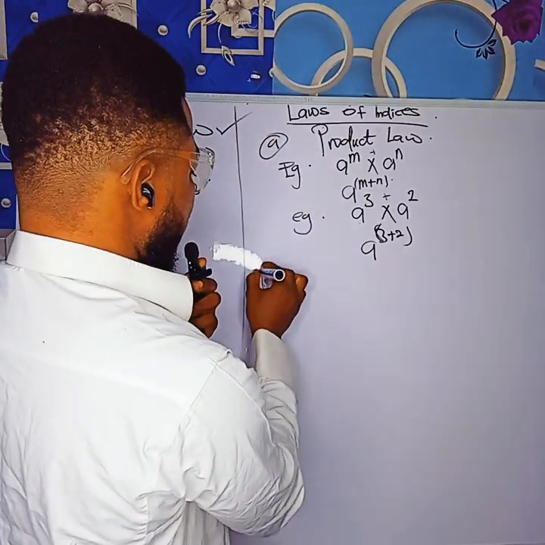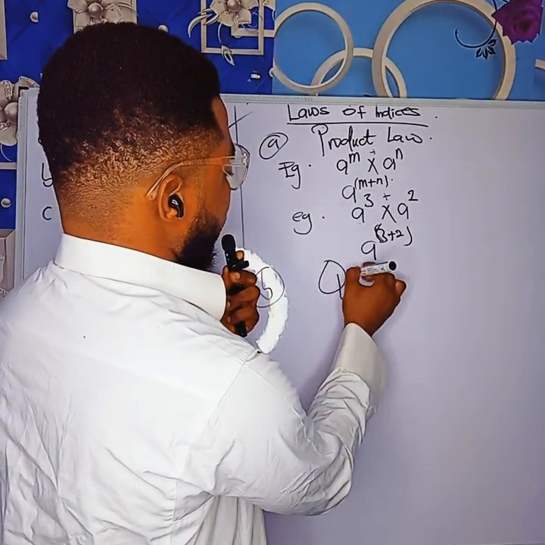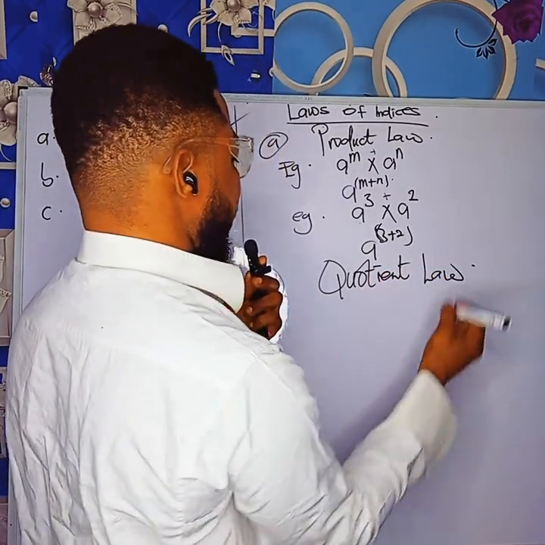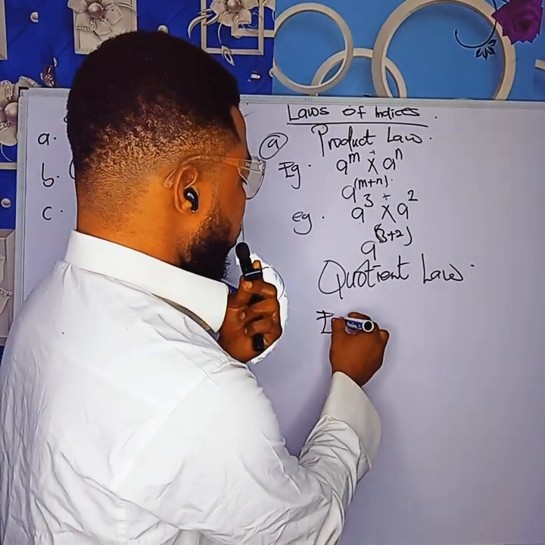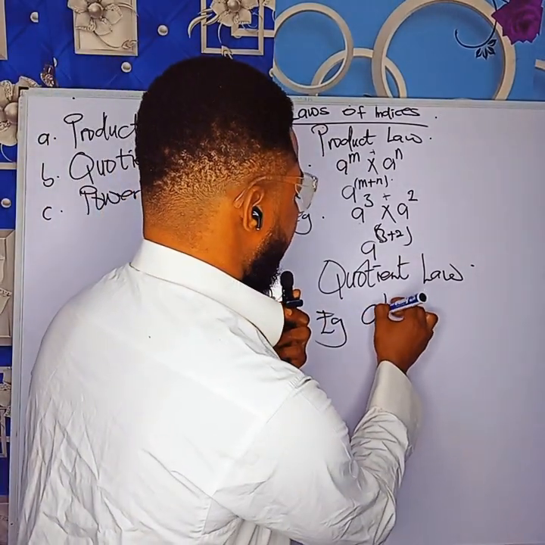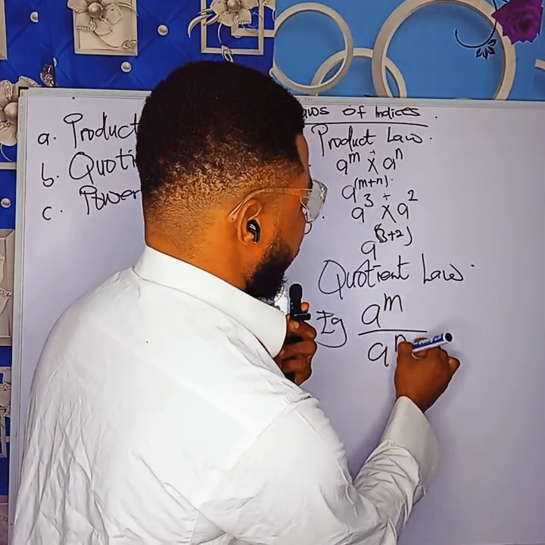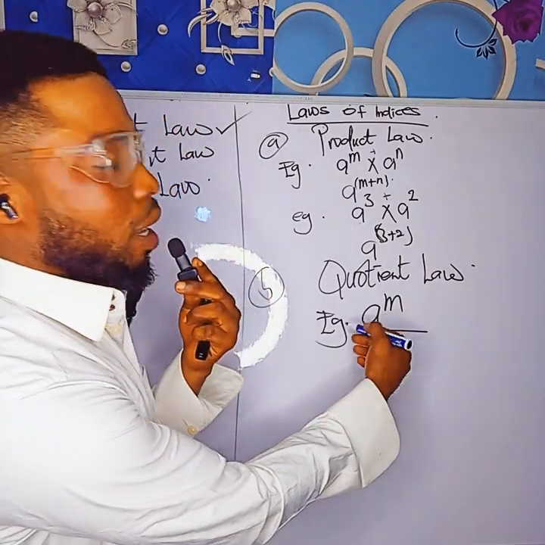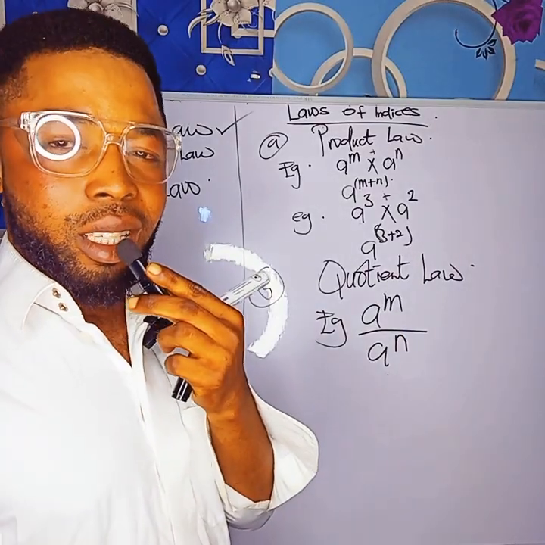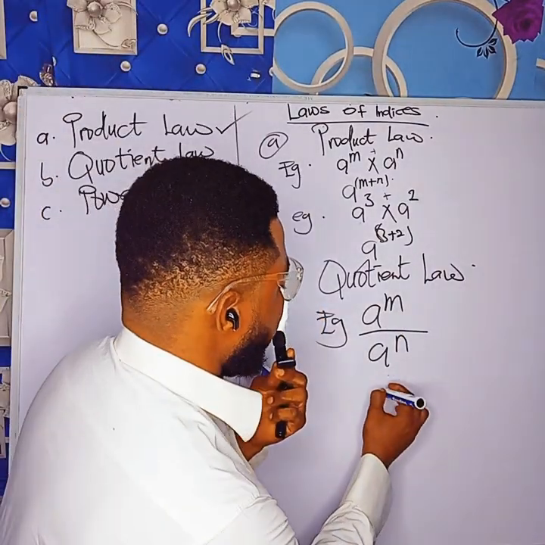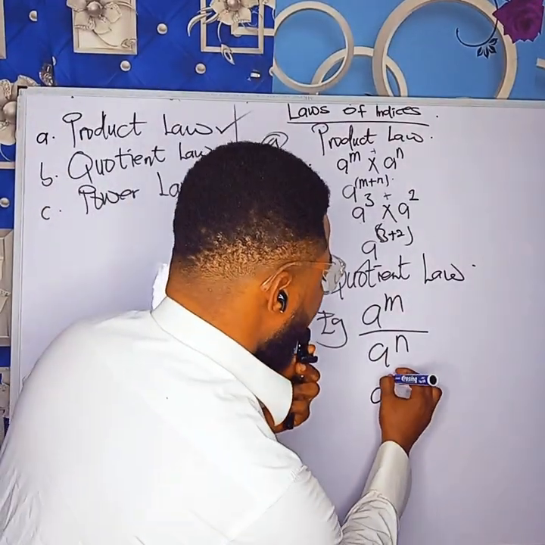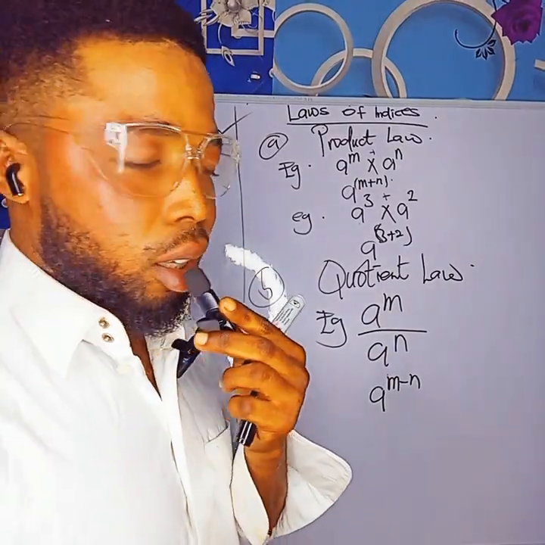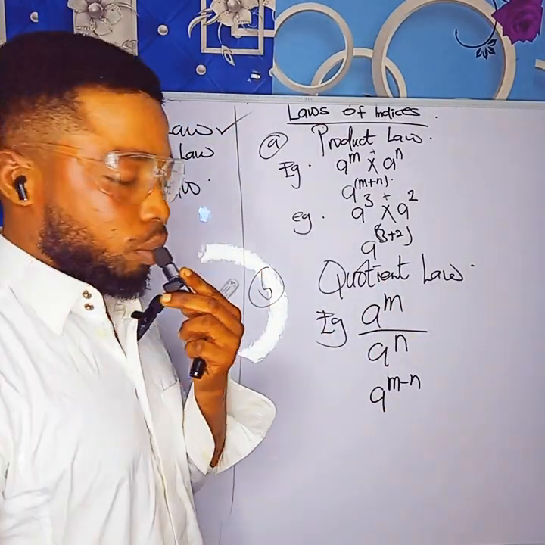So here's a, here's b. The quotient law. For example, the quotient law is saying that to divide numbers written with the same base, you subtract their exponents. Okay, so you take one of the base, then you subtract their exponents. So this is for the quotient law.